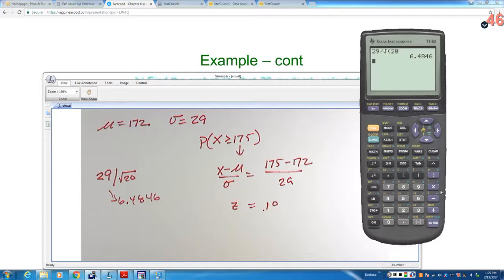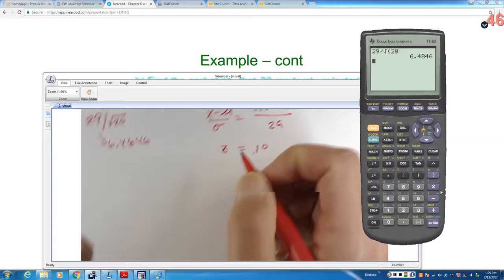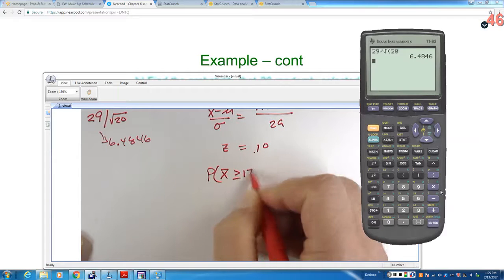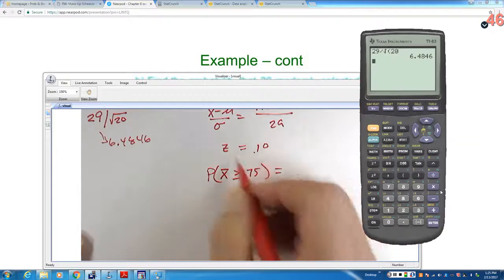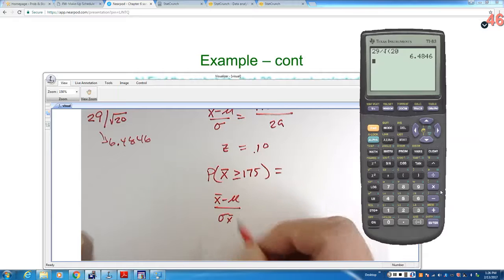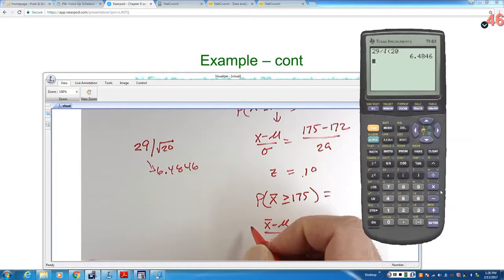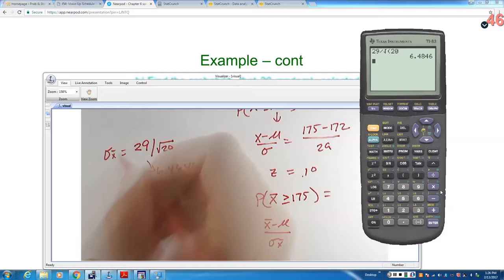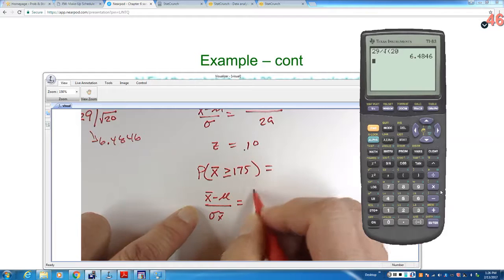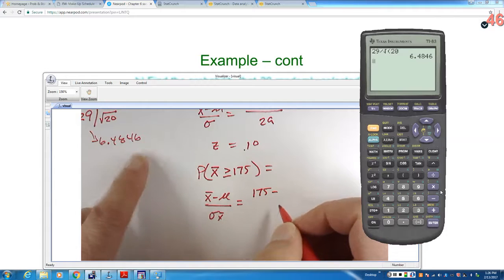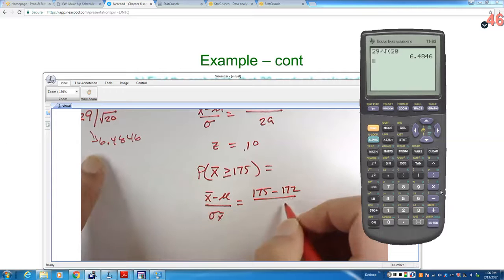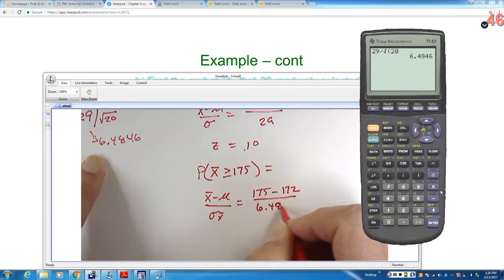Let me make sure it's the same numbers. Yes, 175. Now we're going to have the probability that x bar is greater than 175. So now our formula changes to x bar minus the mean divided by my standard error, where my standard error was this one right here. See, that's my standard error. So now we have my x bar was 175 minus my population mean, which was 172, divided by the standard error, which was 6.4846.